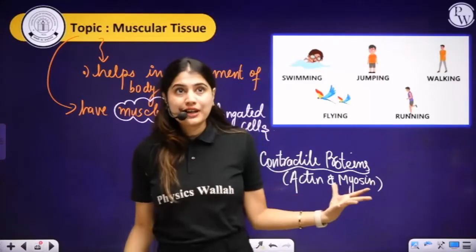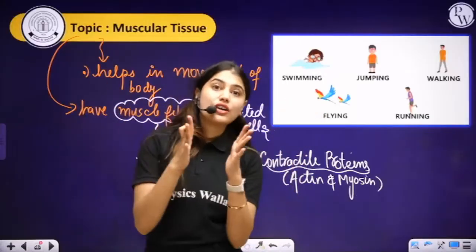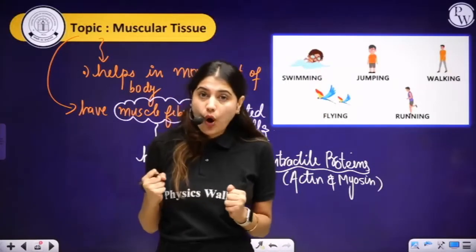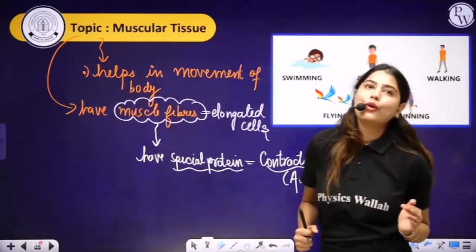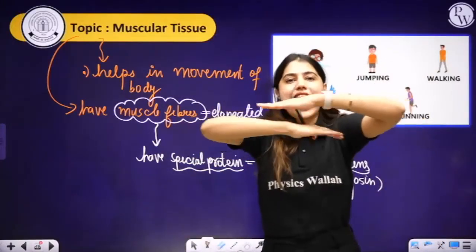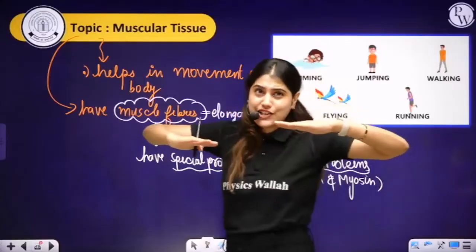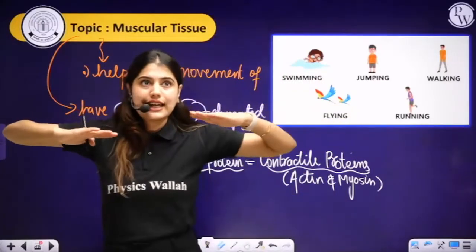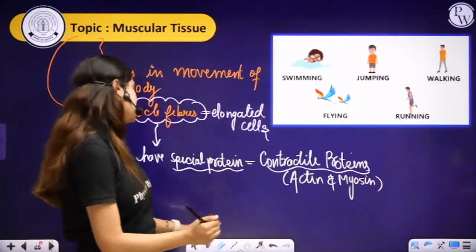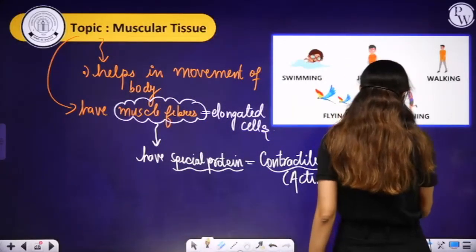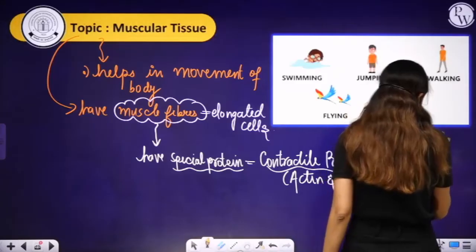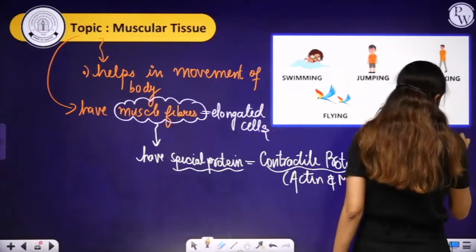So any movement is possible because there is some contraction and relaxation going on, and that is because of these proteins which bring about those movements, because they contract and relax, they slide over each other so as to increase the length or decrease the length, right? So basically I can say they contract and relax to bring the movement.